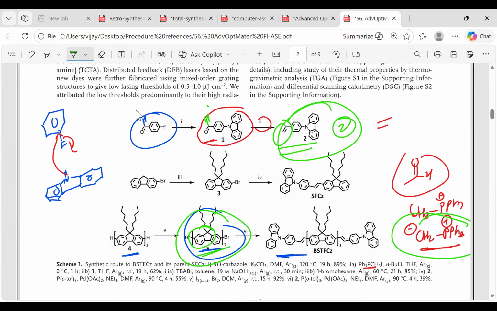This entire center part is called a fluorene. We treated this olefin with the aryl bromide under a Heck coupling reaction. What is the condition for Heck coupling? Palladium acetate and P(o-tolyl)3, basically the ligand. This is the palladium catalyst, with the organic base triethylamine in DMF solvent under argon, in the absence of oxygen, at 90 degrees Celsius. It will give the formation of the BSTFCZ, the final target molecule.